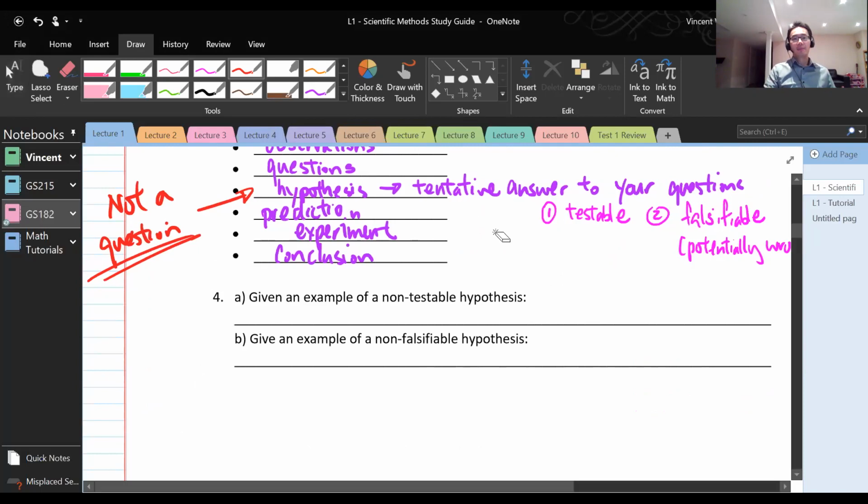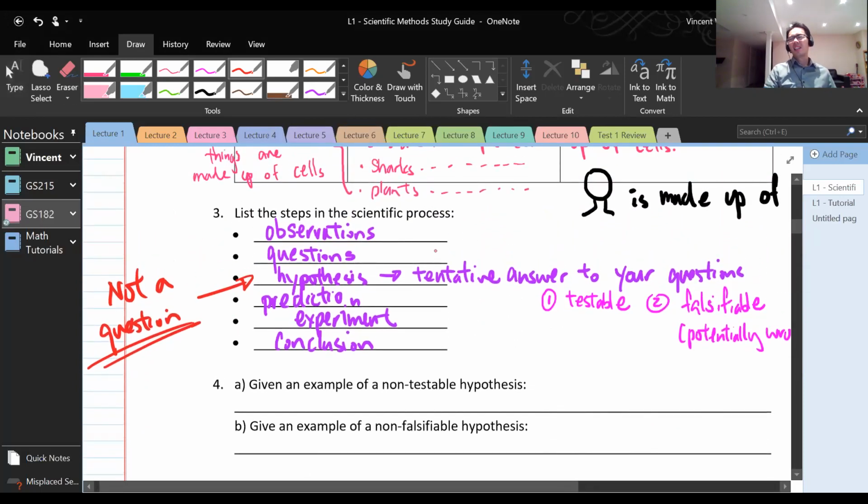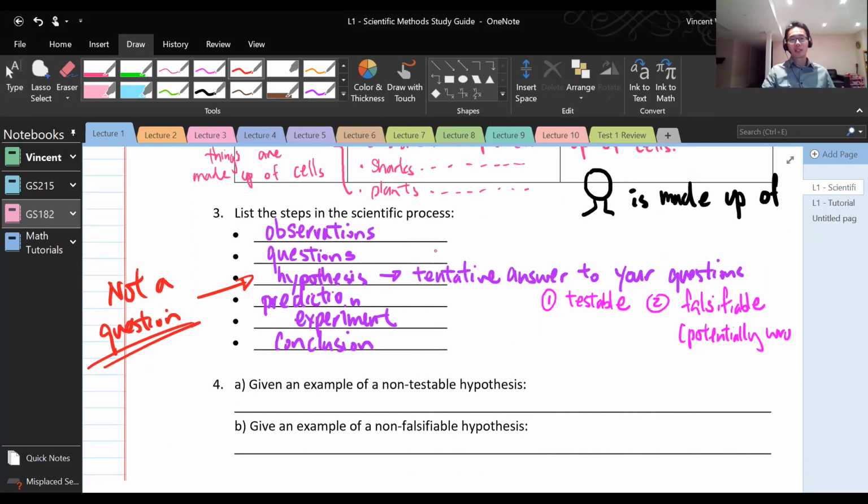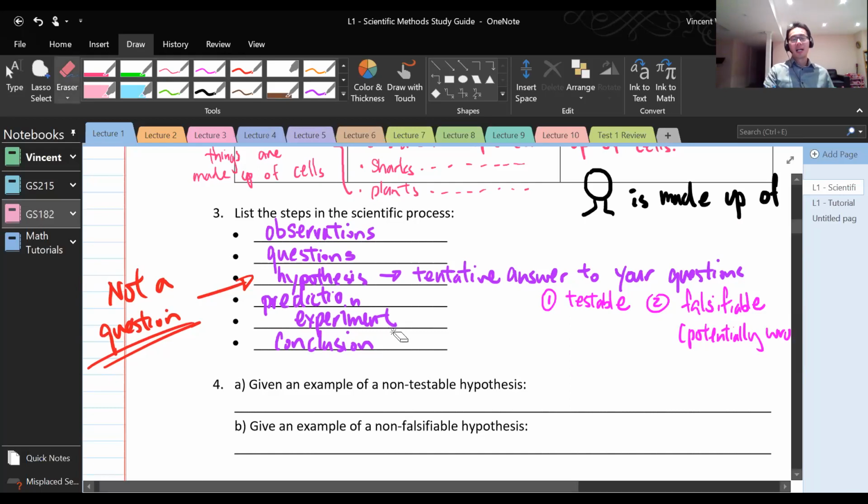Are you allowed to also say a hypothesis is an educated guess? Yeah, people, especially in high school, like to say that. I personally don't really like that term because it's not a guess to me. It's more like you try to formulate an answer. But sure, educated guess, why not?